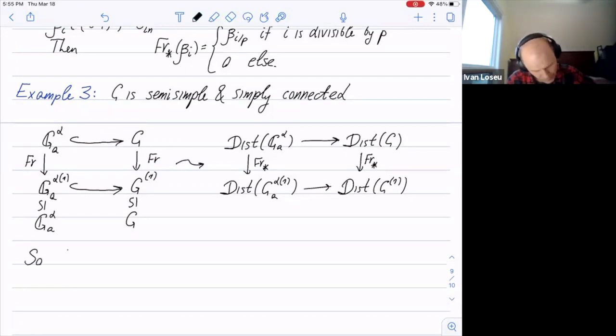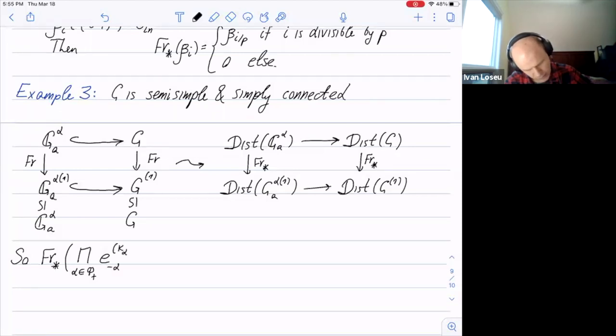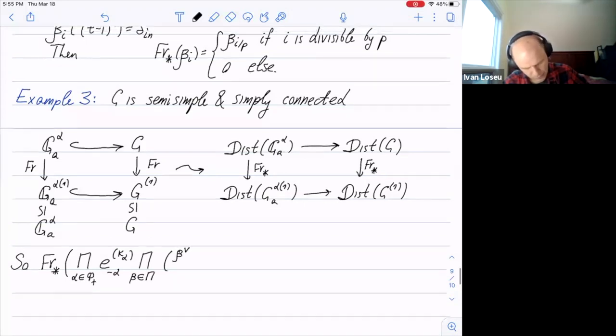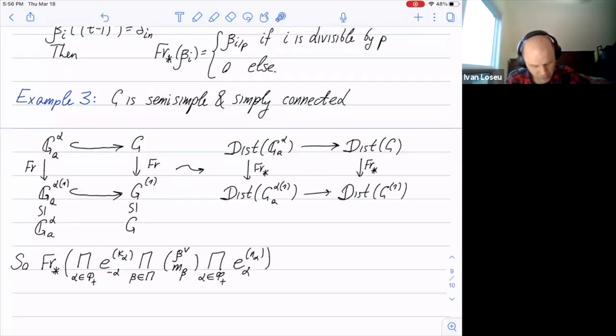So I can write the following formula. I have a basis element: E minus alpha to the power, let's say, K alpha, and the product over beta in pi of H beta choose M beta, then the product over alpha in phi plus of E alpha to the power N alpha. Let me remind you that this is a notation for divided powers, E to this power divided by the factorial.